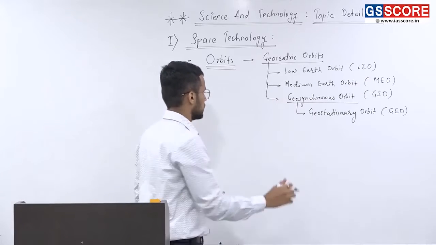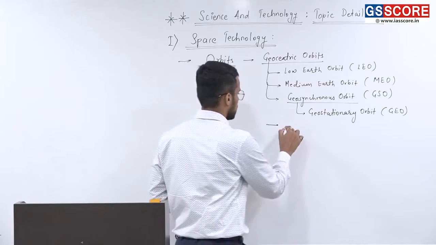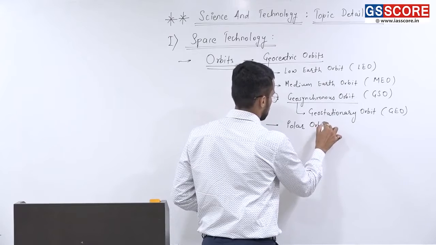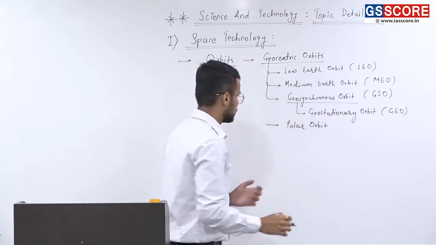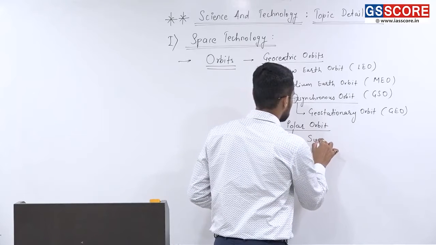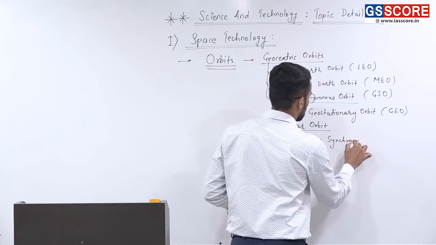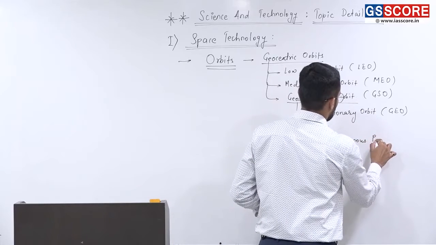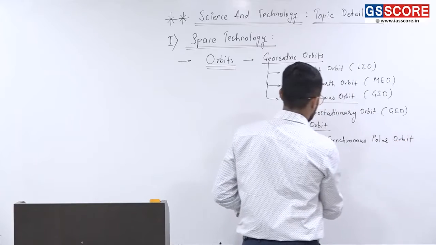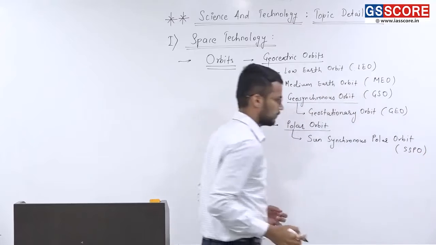Along with these orbits, there are certain other orbits as well, like polar orbits, and as a special case of polar orbit, there is the sun synchronous polar orbit. Sun synchronous polar orbit, that is SSPO.